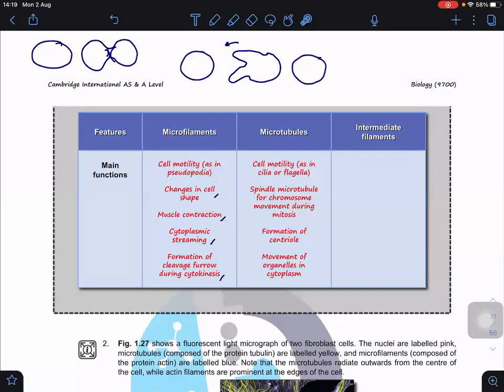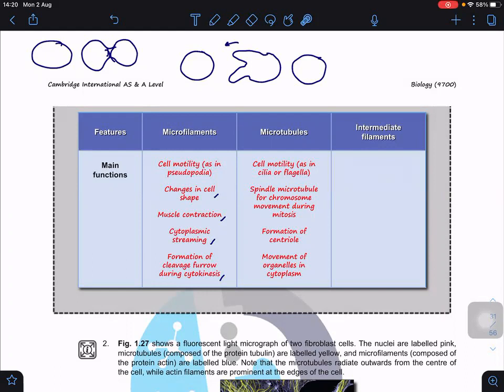Then there is the formation of the centriole, which we are going to learn about later, and movement of organelles in the cytoplasm. We're going to learn this in the next topics. Still remember, guys, the transport vesicle moves from the RER to the Golgi apparatus. From the Golgi apparatus, exocytosis takes place. Those movements of vesicles and organelles require microtubules. Basically, microtubules are like a railway track. Imagine that it's a railway track, so the organelles will move along this track to the positions that they want to go.